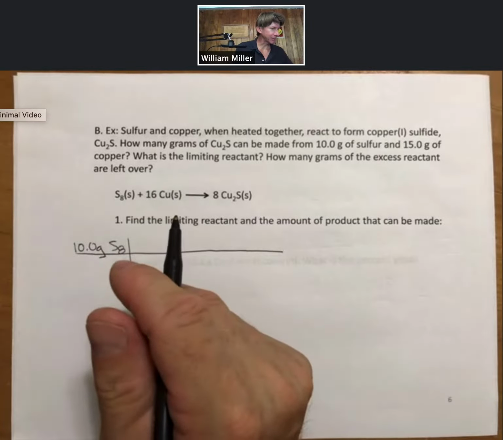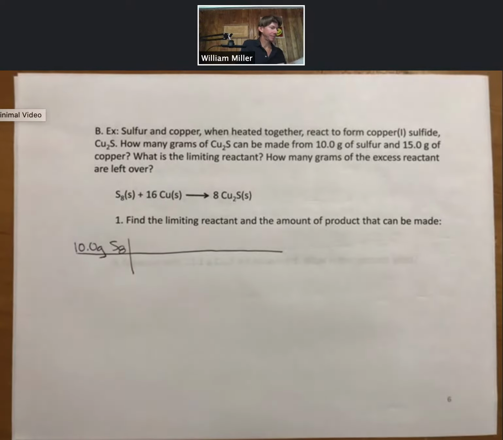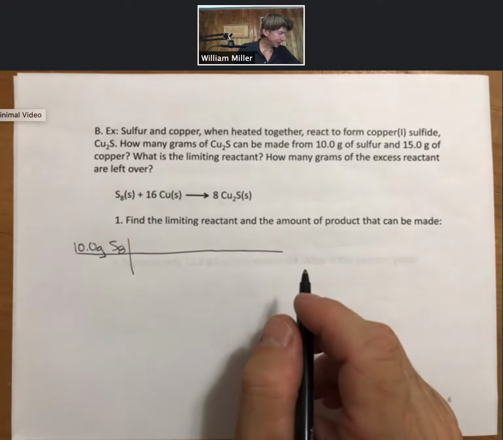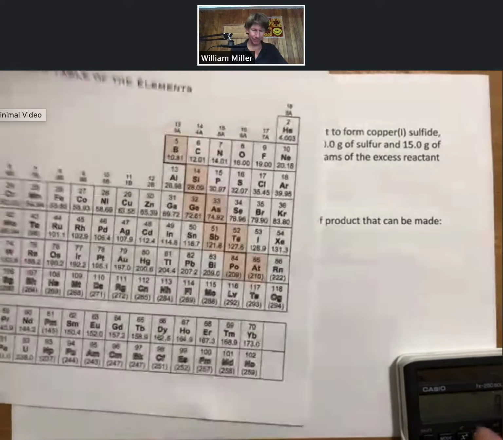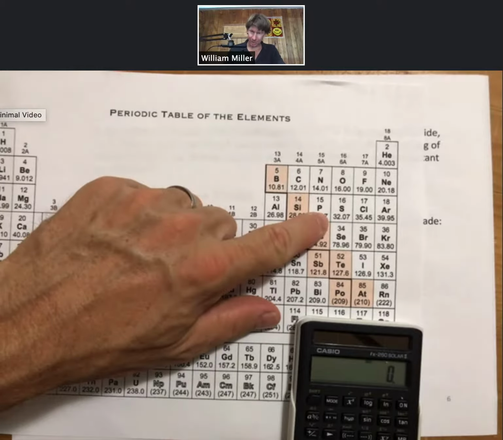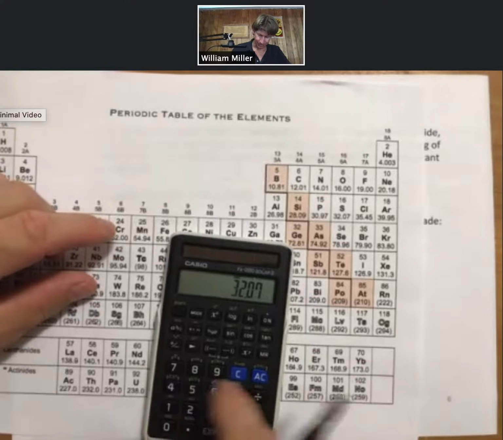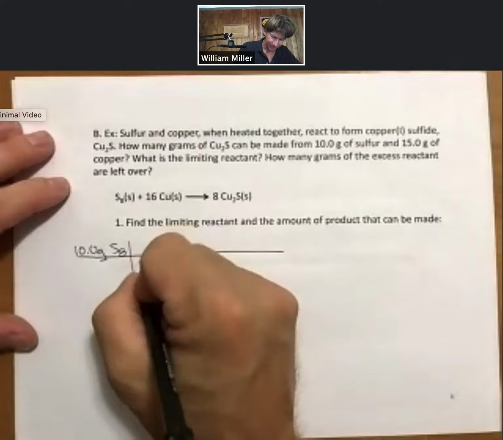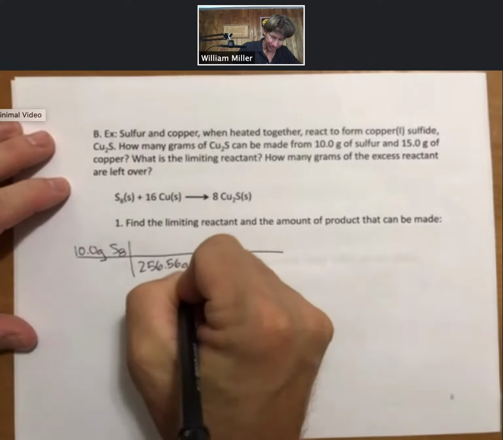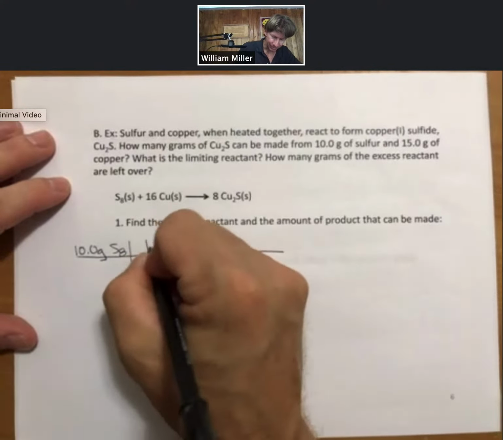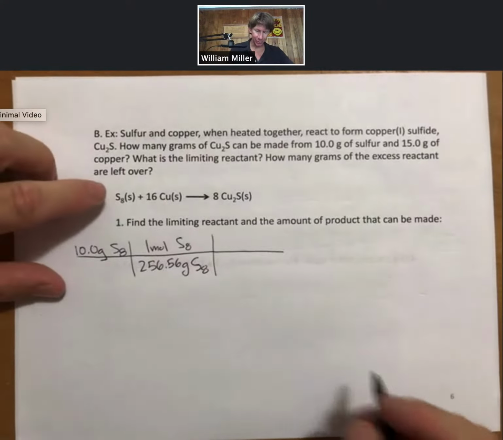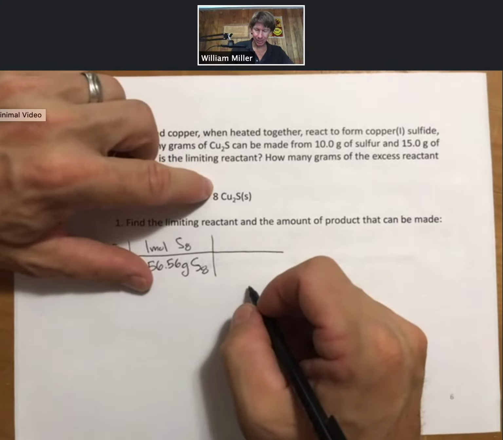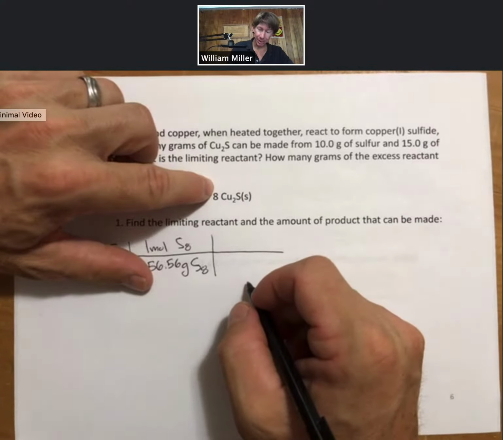Now, for grams of sulfur, I need to look at my periodic table, which I happen to have handy right here. Sulfur, 32.07, 256.56. I have 1 mole of S8. Now, for every 1 mole of S8, there are 8 moles of copper 1 sulfide.